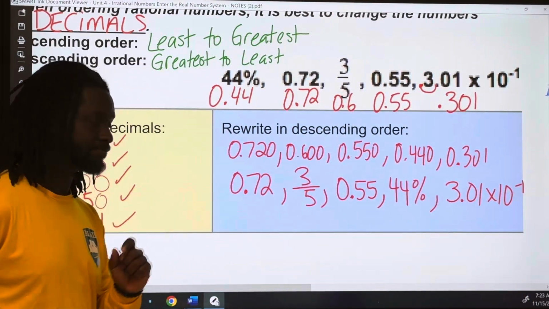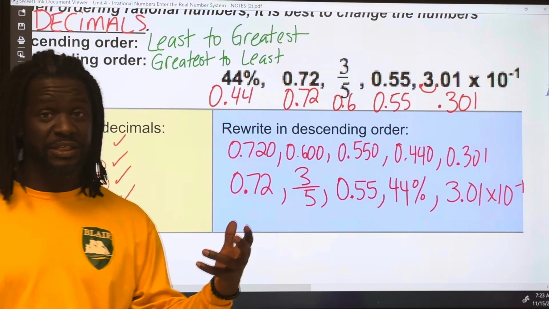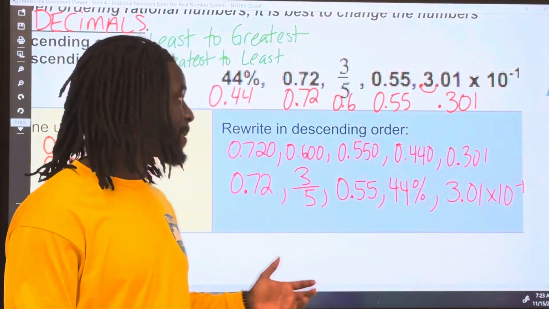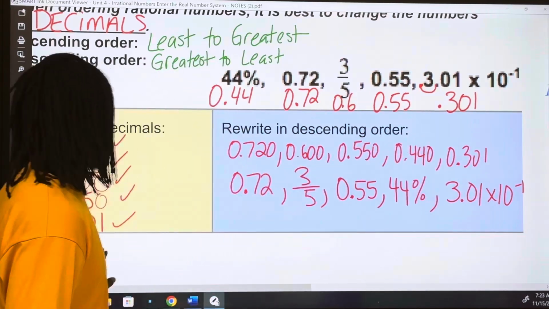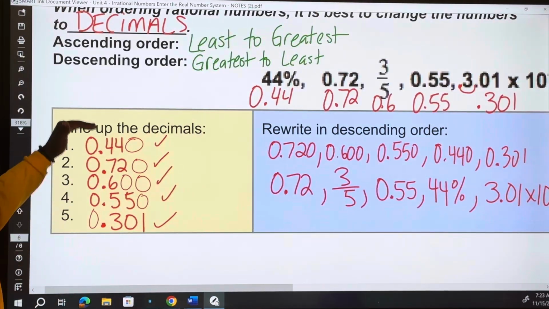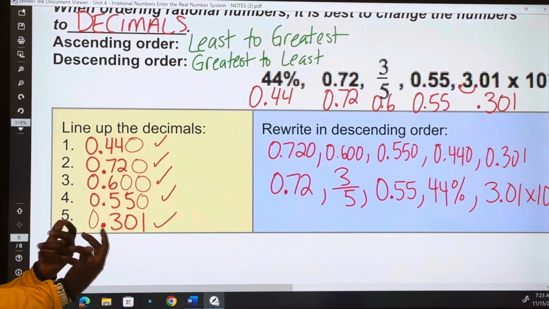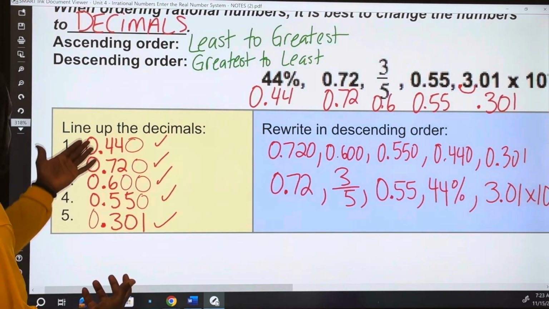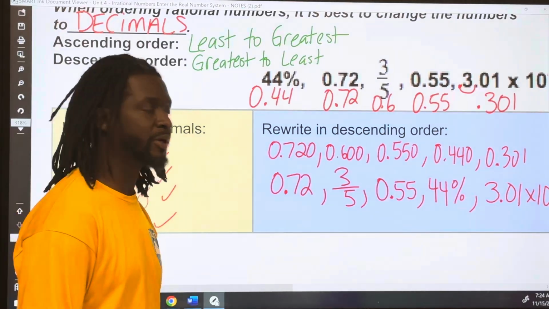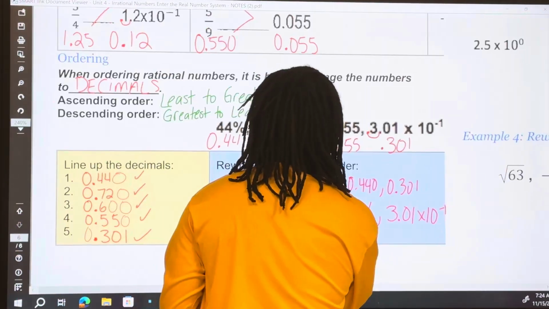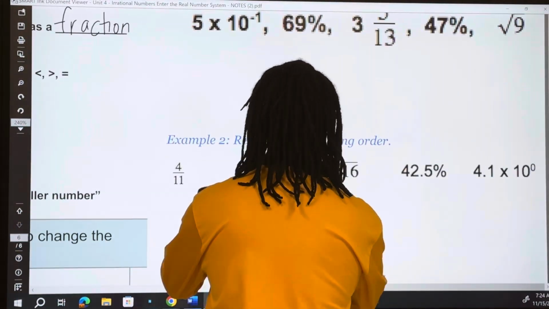All right, friends, that is what we had to do here. It's pretty simple, right? We are changing these all to decimals. Again, the lining up part is just so that you can easily compare them and see which one is bigger and which one is smaller, and then you just put them in order. So I'm going to do one more example here.